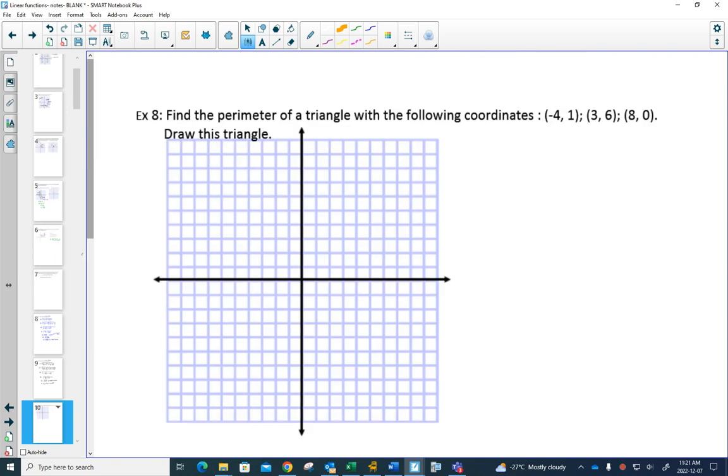So I want you to draw that triangle, and if you are asked to find the perimeter, that would be the distance around all the points. So you'd have to use the distance formula 3 times to find 3 lengths. So I'm going to label my points in black, so 8, 0.